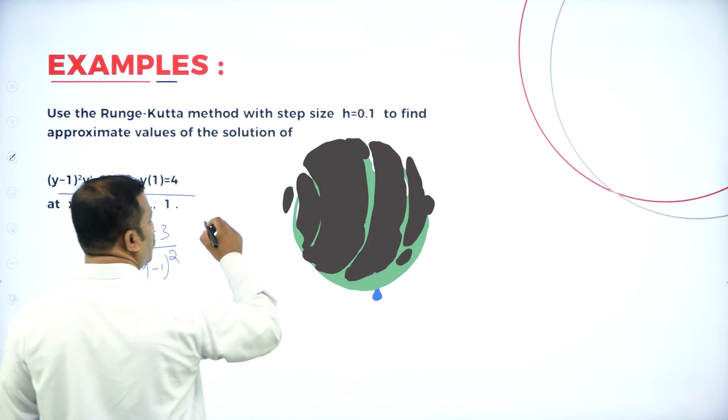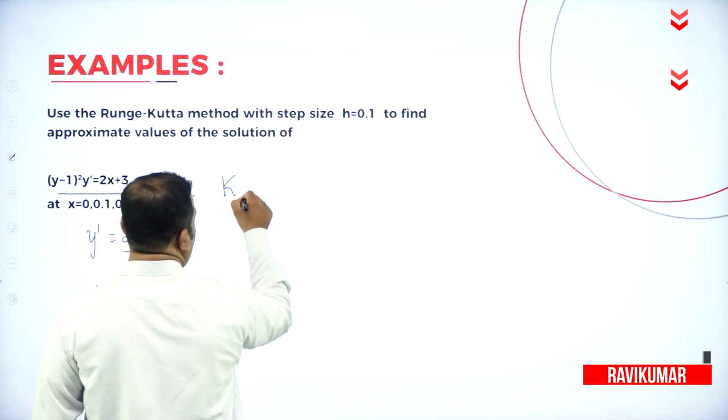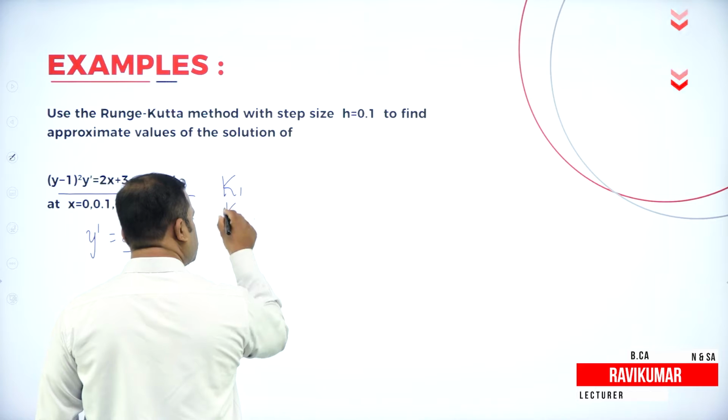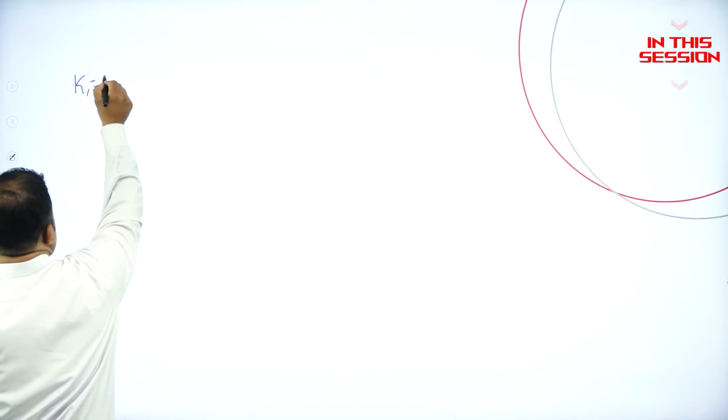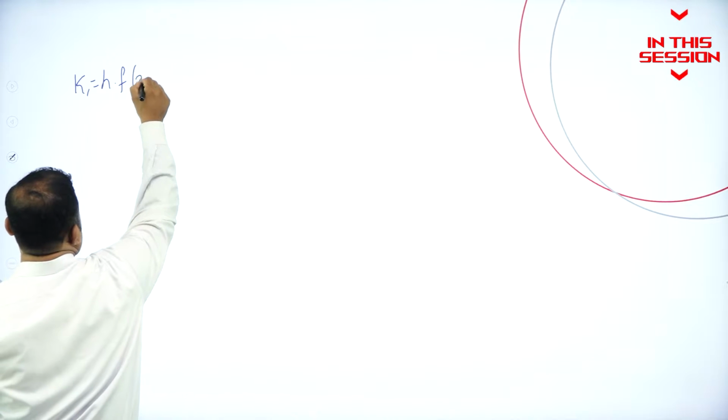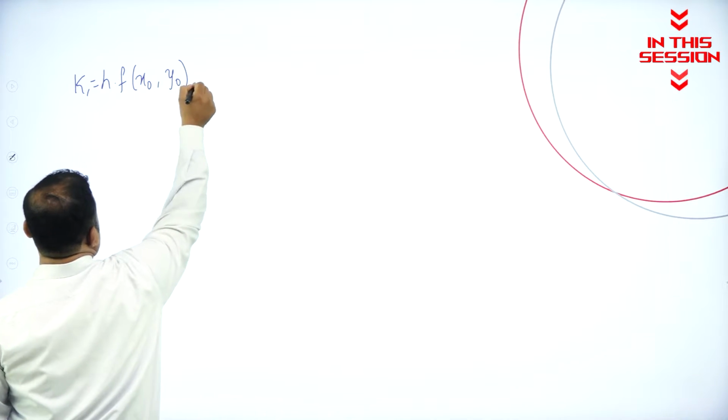The Runge-Kutta second order states that K1 and K2 must be determined. Based upon the values of K1 and K2, we will find out the value of Y1. K1 is equal to h into f of x0, y0.